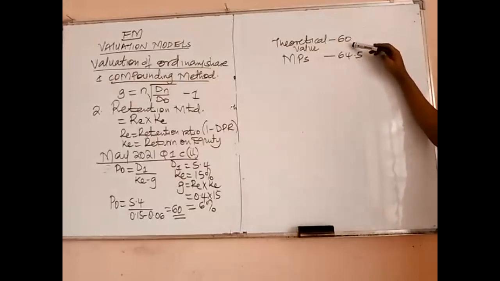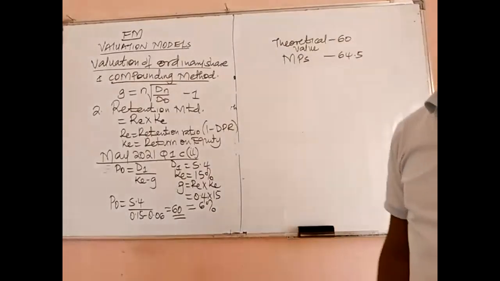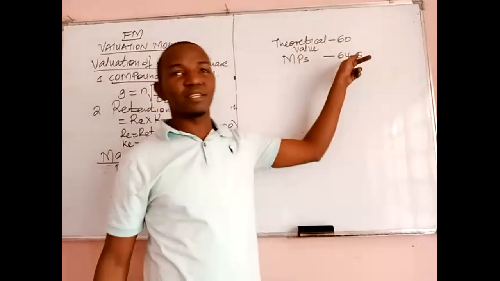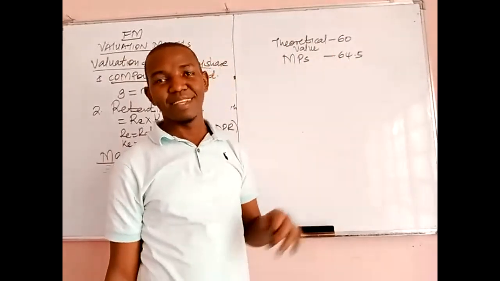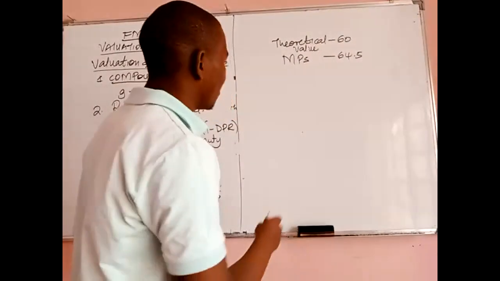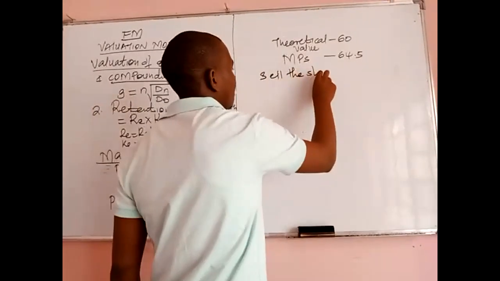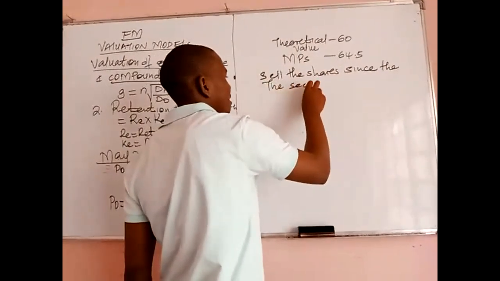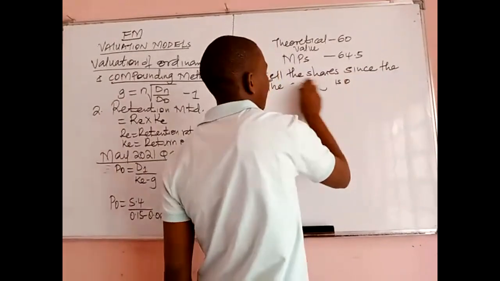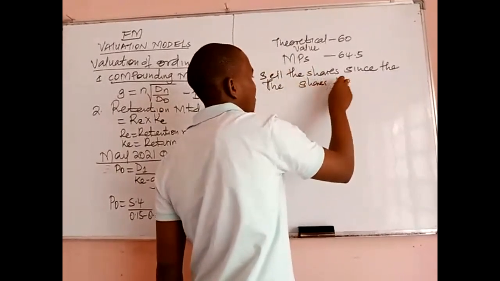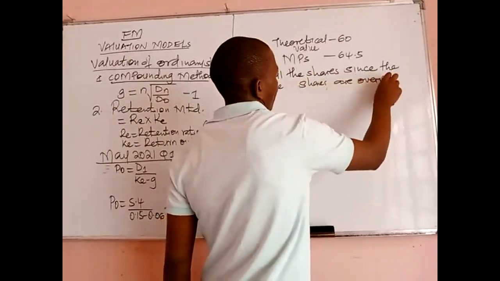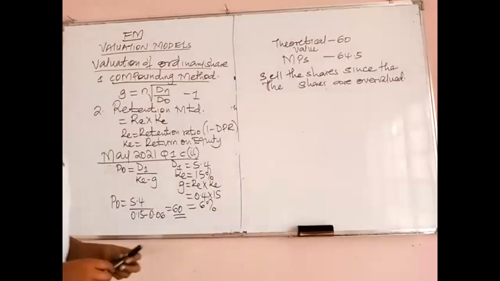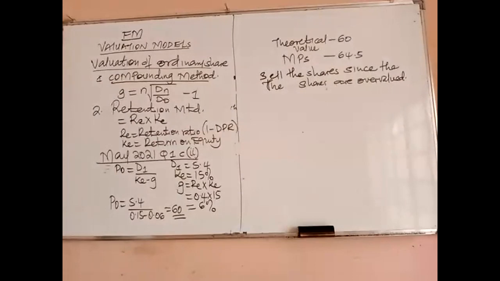If it is overvalued, then you are not supposed to buy. If you buy, you will pay too much, but if you sell, you will benefit. So what do you do here? Sell the shares, since the shares are overvalued. That is how you are to get the 4 marks.